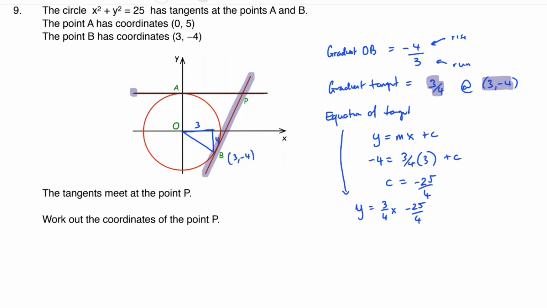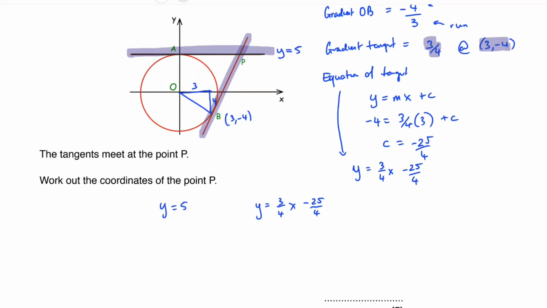Now we need the equation of this tangent. And then we're going to let them be equal. So what is the equation of that line? That line is just a horizontal line. It's a horizontal line that goes through the coordinate (0, 5). So the y value is always 5. So the equation of this line is y equals 5. So we have two equations: y equals 5, y equals 3/4 x minus 25 over 4.